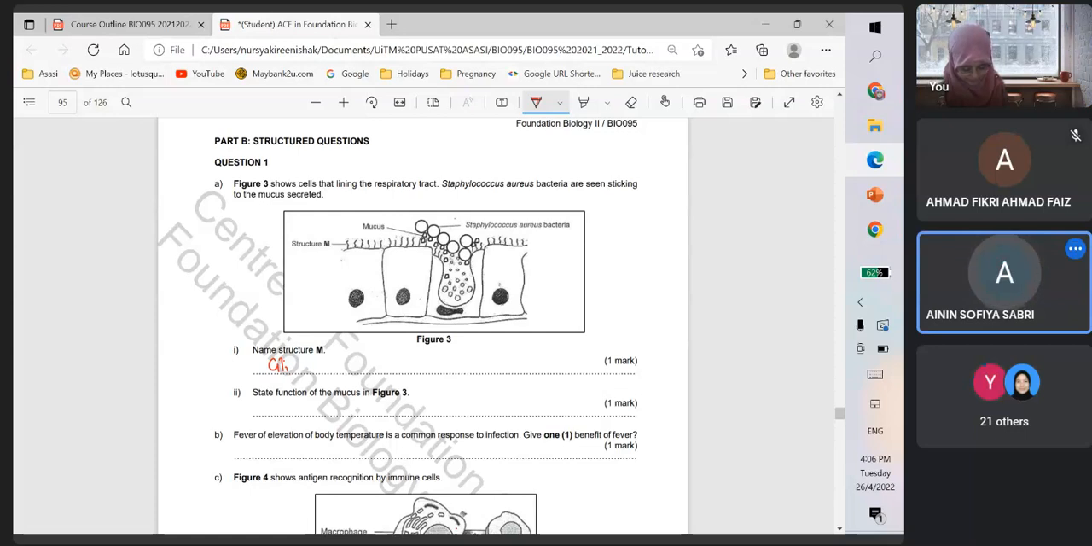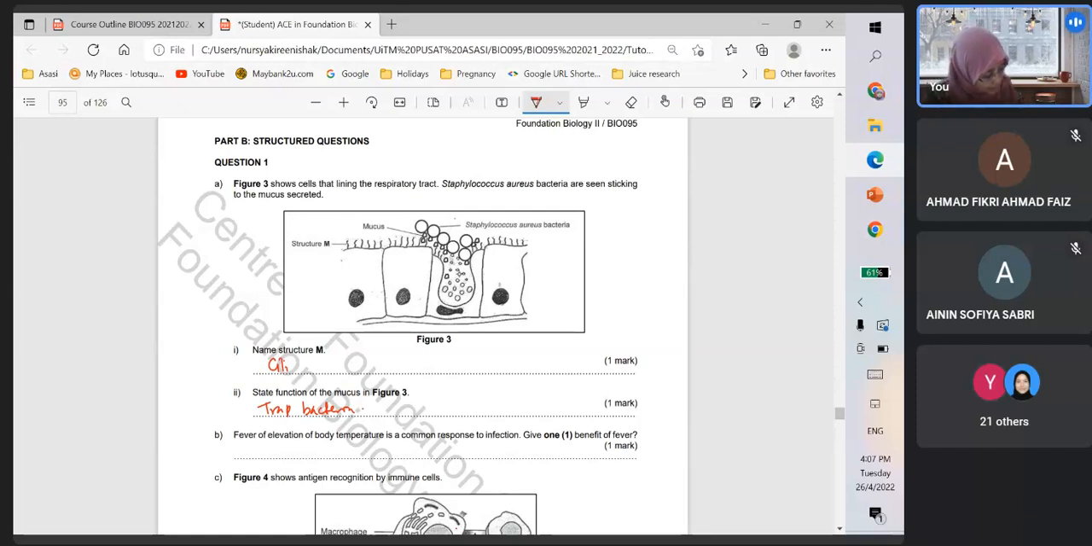State the function of the mucus in figure 3. My answer is mucus traps pathogens. Trap pathogen. So in this case it is the bacteria. You can either say trap pathogen or, to be specific as in the question, to trap the bacteria. And then also the mucus will contain lysozyme, lysozyme that will destroy the bacterial cell wall.